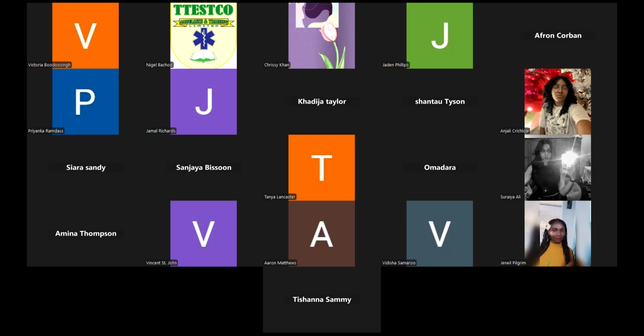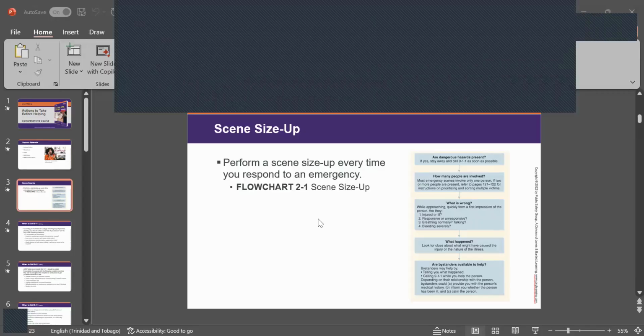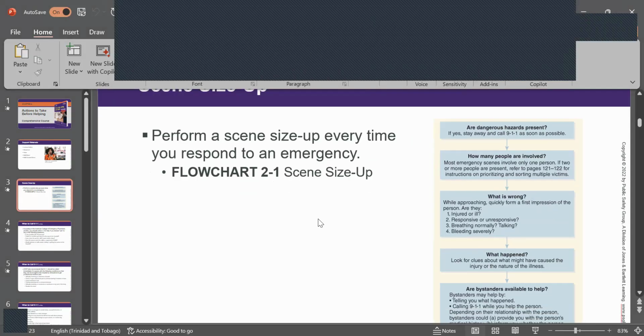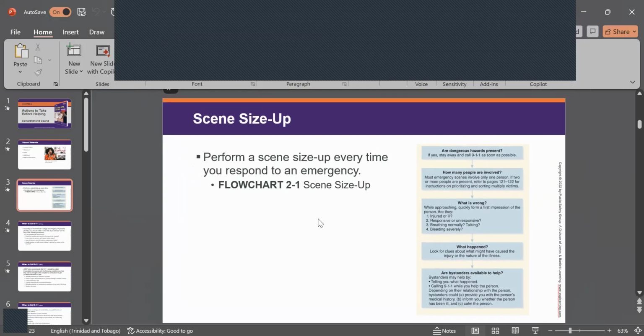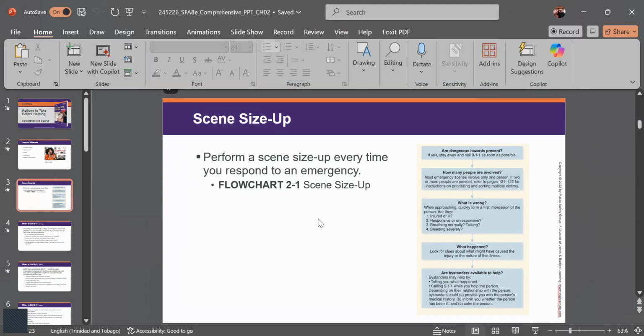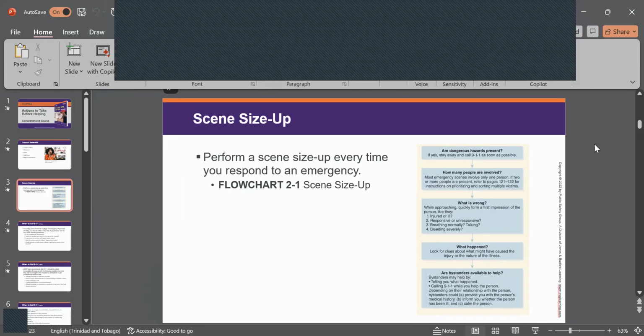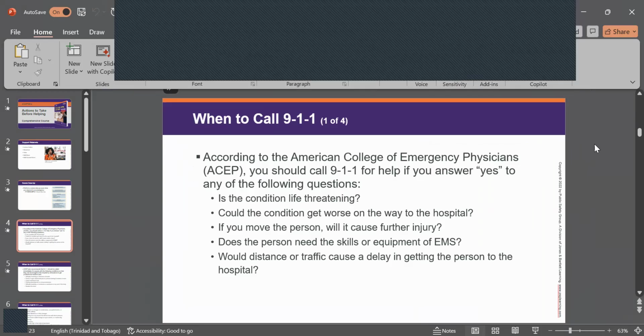Okay, so we do a scene survey or a scene size up, as some personnel would say. And the idea is to identify what hazards are present. Sometimes, based on the hazards being present, it may be in your best interest to step back a bit and wait until additional resources arrive on scene to make the scene safe for you. Okay? We do not want you to suffer any negative consequences of attempting to render aid.